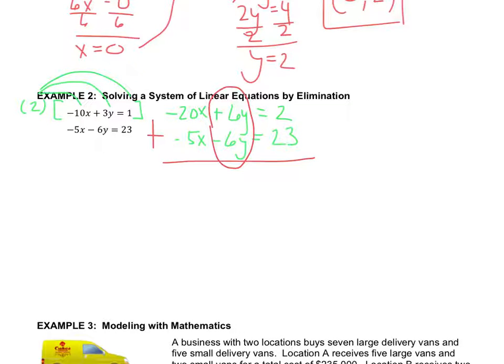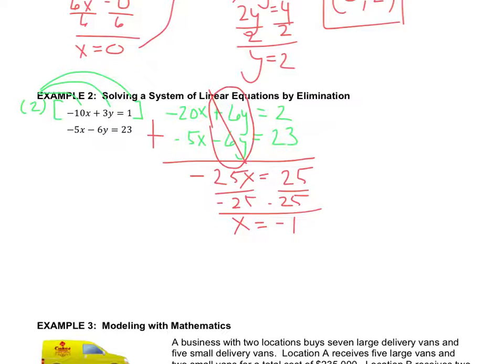So then, once I have this, and that's the key right now, we go ahead and add these up. Negative 20x and a negative 5x is a negative 25x. These eliminate, and I get 25 on the right. We're going to divide by negative 25 to get x equals negative 1. Now here's the tricky part. Not tricky, but just something to pay attention to.